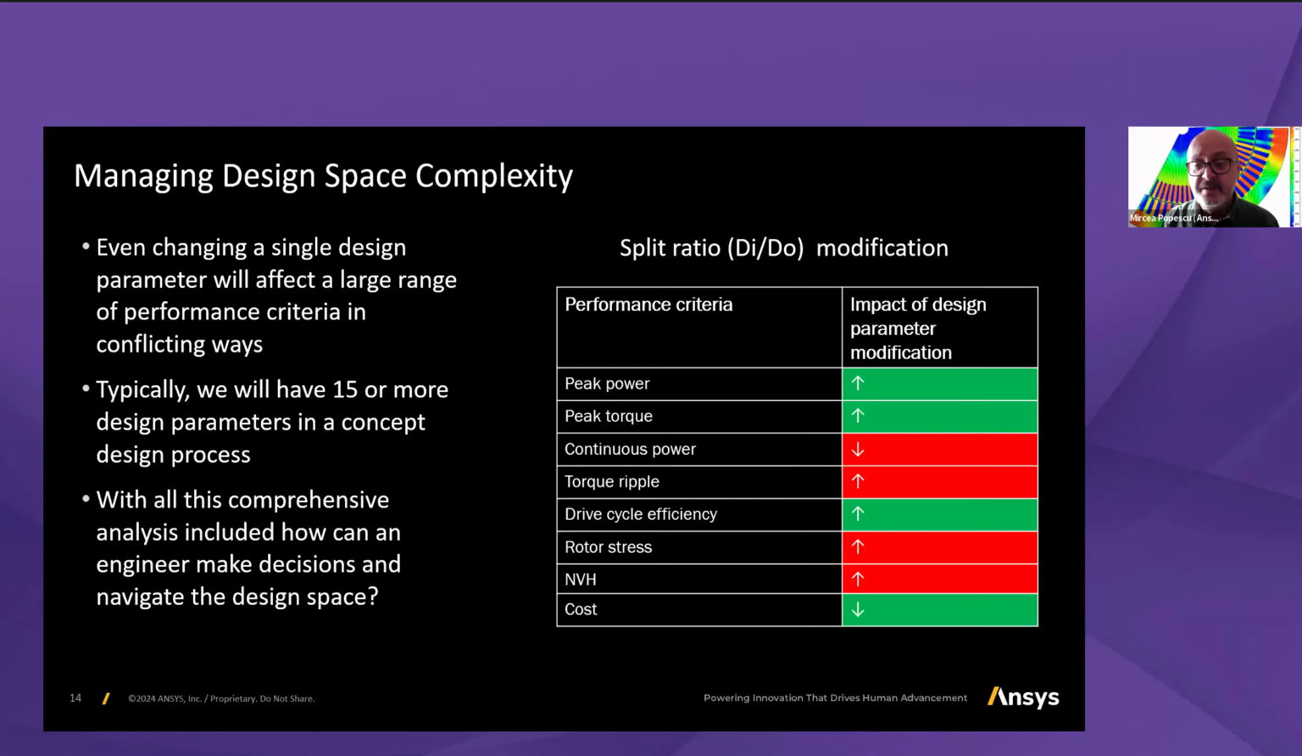If you increase it, you can get an increase in peak power, peak torque. However, the performance in continuous power may be reduced. The torque ripple may increase, and we don't want this. The drive cycle efficiency will increase. On the other hand, the noise and vibration and rotor stress will increase. The cost may be slightly reduced, because by increasing the diameter, we can reduce the stack length.